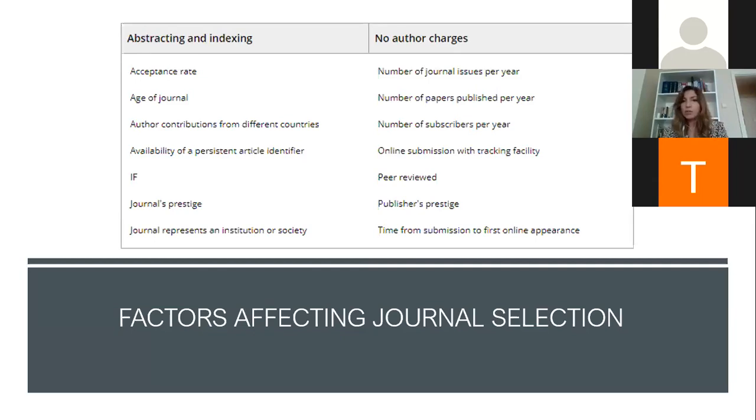According to a current study from medicine to social sciences, authors consider peer-reviewed status as the most important factor, while showing the least interest in the number of annual subscribers of the journal. After that, the impact factor, the inclusion of the journal in abstracting and indexing services, publishers' prestige, and online submission with tracking facility are given significantly more consideration.